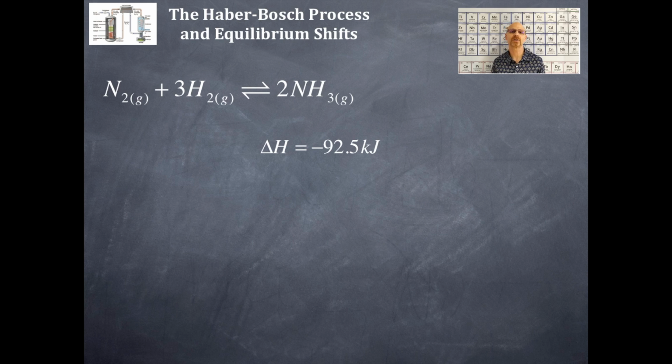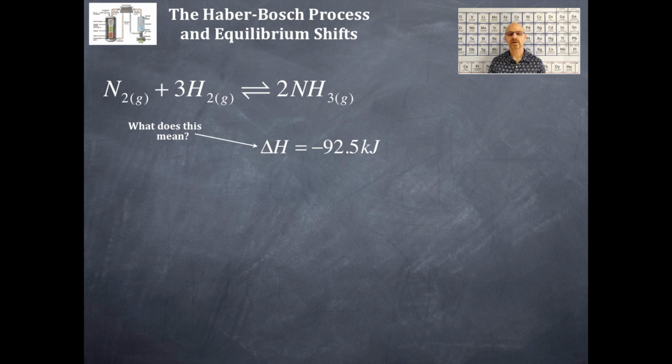Okay, so we're going to take a look at a variety of different equilibrium shifts with this equilibrium reaction. So on the reactant side, on the left-hand side, I have nitrogen gas, 1 mole of it, and I have 3 moles of hydrogen gas. Then I have the double-headed arrows and one product. That one product is 2 moles of ammonia gas. And then I have a delta H equaling negative 92.5 kilojoules.